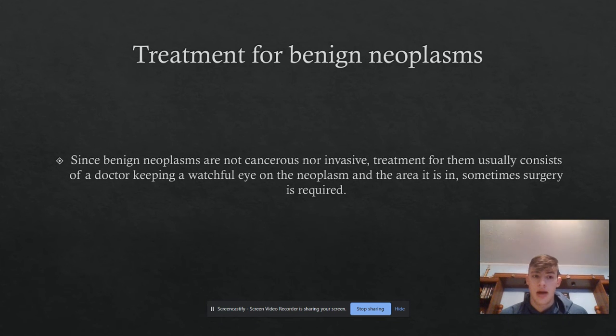Treatment for benign neoplasms. Since benign neoplasms are not cancerous nor invasive, treatment for them usually consists of just a doctor keeping a watchful eye on the neoplasm or the tumor and the area it is in, making sure it isn't growing too large or becoming malignant. Sometimes surgery is required, and also sometimes cancer-killing methods such as radiation and chemotherapy are applied to benign tumors as well as malignant tumors.